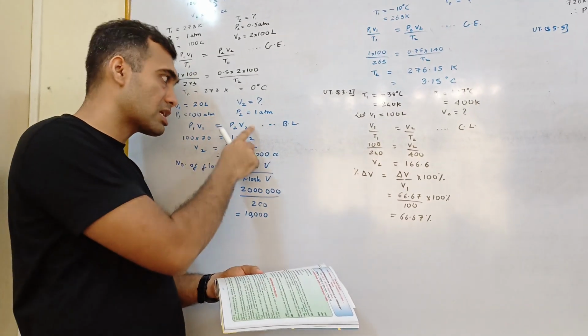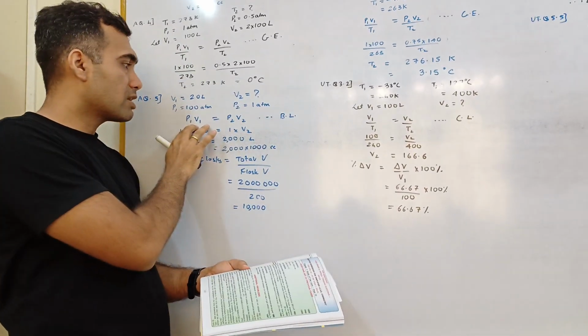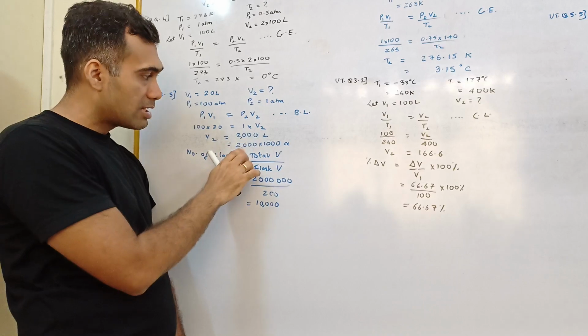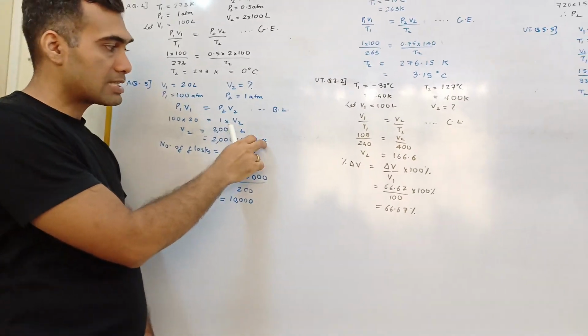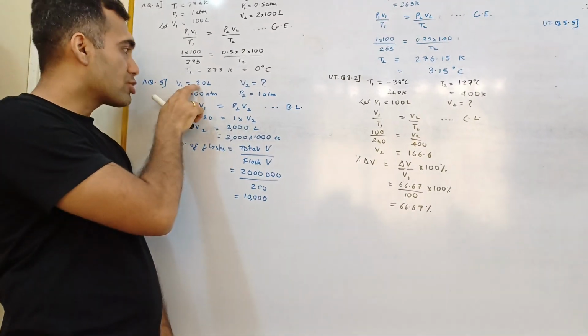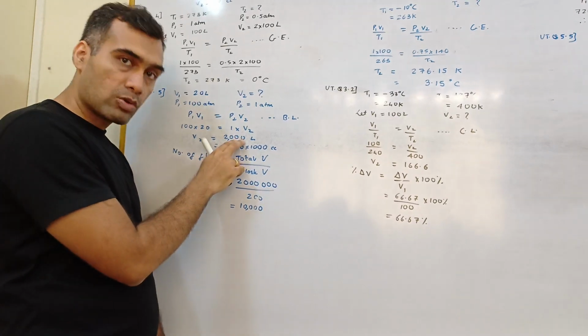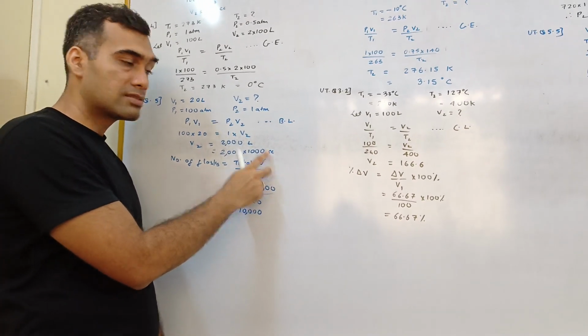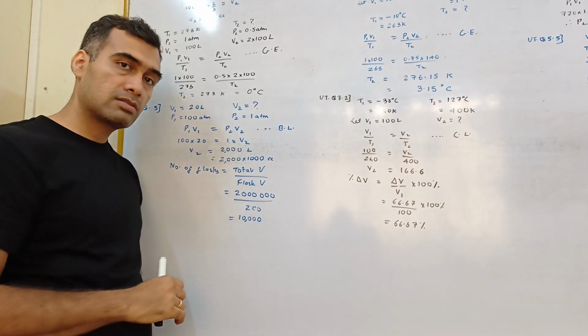Since the temperature is constant, we will use Boyle's law. P1 V1 is equal to P2 V2. Substitute the values. Get the new volume as 2000 liters. So initial volume was 20 liters, new volume is 2000 liters. I'm converting it into cc, multiply by 1000 for that. This is the new volume in the big tank.